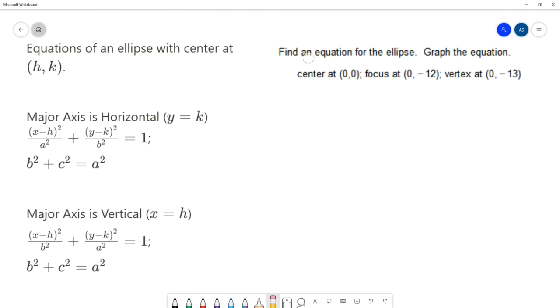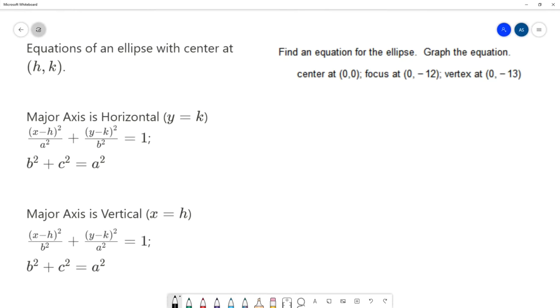In this example, we want to find the equation for the ellipse. We're going to graph the equation with center at 0, 0, a focus at 0, -12, and a vertex at 0, -13. Now over here on the left, I wrote out the two orientations for our ellipse. We have a horizontal orientation or a vertical orientation. So what I'm going to do is start to graph these details to help me understand which equation I should start from.